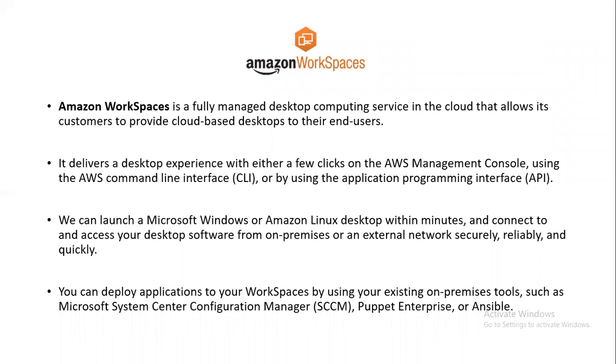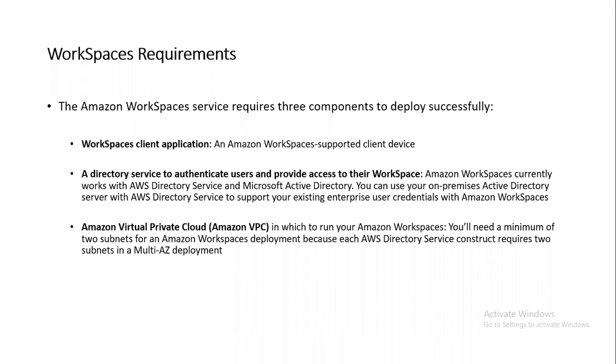It delivers the desktop experience either with a few clicks using the Amazon Management Console, or you can use a command line interface, or an API. We can launch both Microsoft Windows or Amazon Linux desktops within minutes. You can connect to it from an on-premise or an external network securely, reliably, and quickly. We can deploy our applications to the workspaces using existing on-premises tools like SCCM, Puppet, or Ansible.